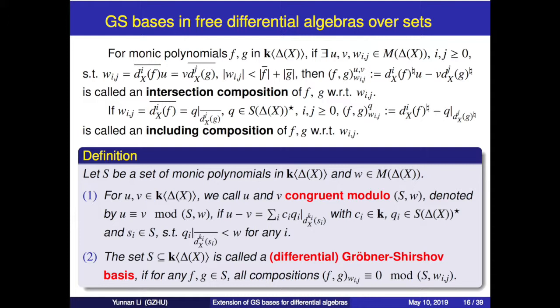Then, using these two kinds of composition, we can define a subset in k(delta X). What does it mean to be a differential global Gröbner-Shirshov basis? It just means that any two polynomials in this S have composition that is trivial modulo this set S, in this sense.